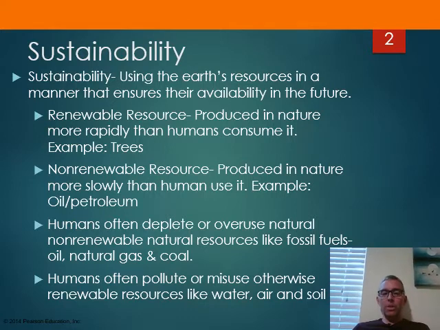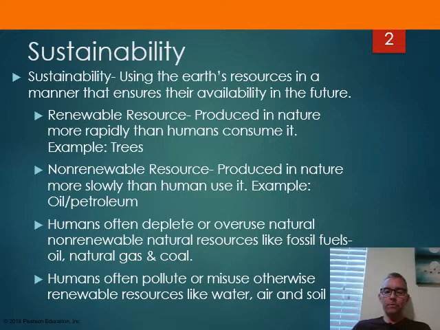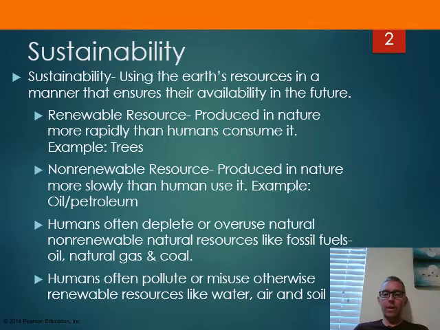So for some resources that's possible, like timber, for example. If we manage it properly, we could theoretically ensure that there's trees available for the future to use for construction and paper and whatnot if we plant as we go and we don't take more than we can replace. So that's the idea of sustainability, and then there are some terms that go along with that.